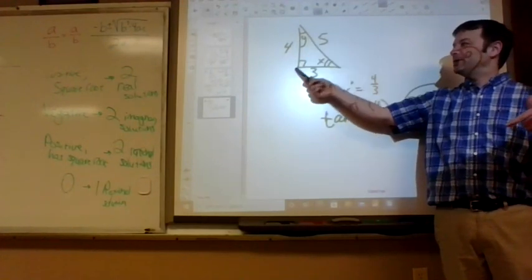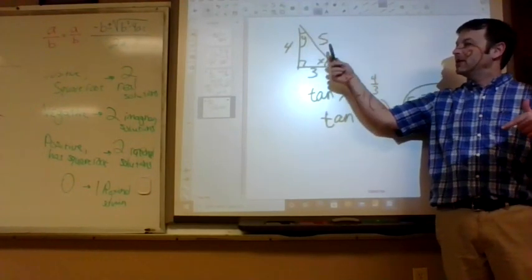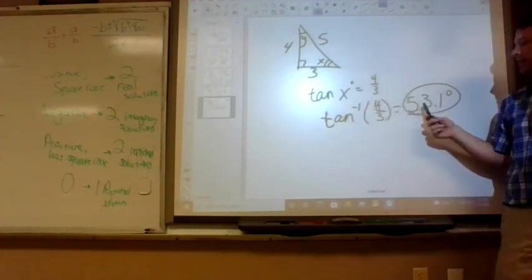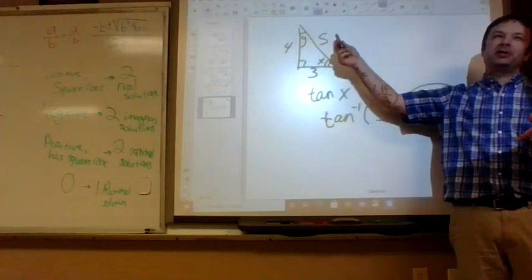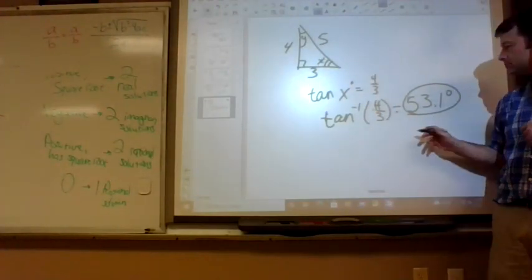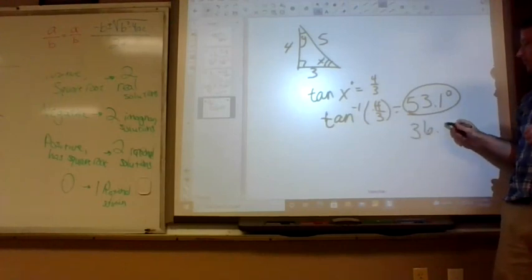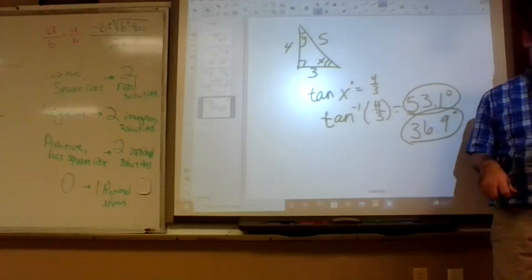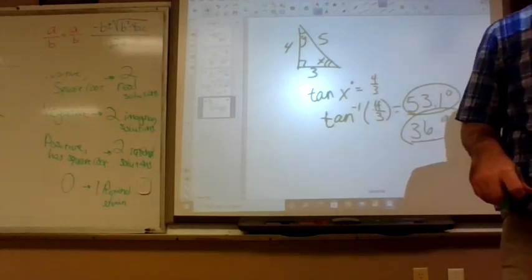Or just take everything out of 180. 180 minus 90 is 90. 90 minus this would give us that, right? That's probably the easiest way. 90 minus that would be 36.9. Oh, I did the hard way. That's fine. It doesn't matter.